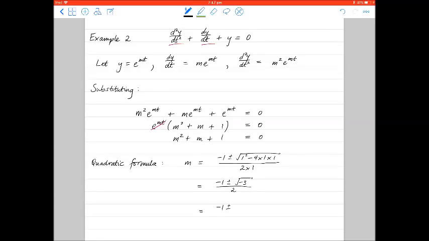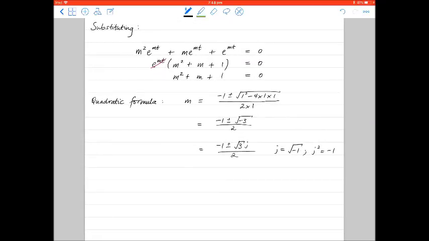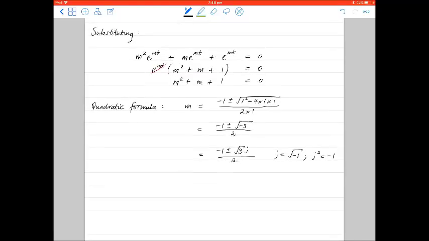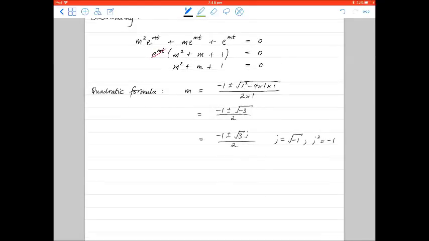Okay, so I've got the square root of a negative number, so I'm going to get an imaginary number here. So I'm going to get root 3 j over 2. Remember j is equal to the square root of negative 1, or j squared is equal to negative 1. So I have my two roots of my quadratic equation. I effectively have two values of m that satisfy this equation.